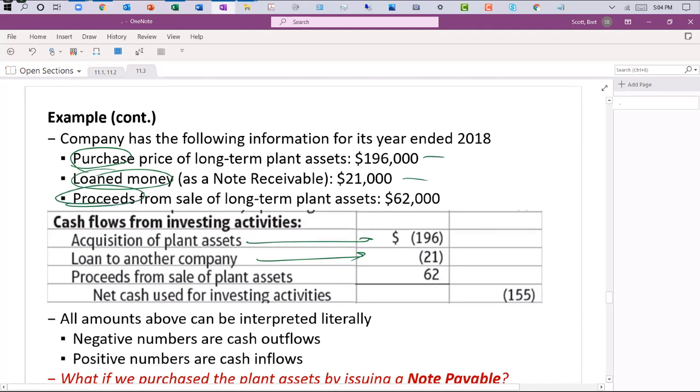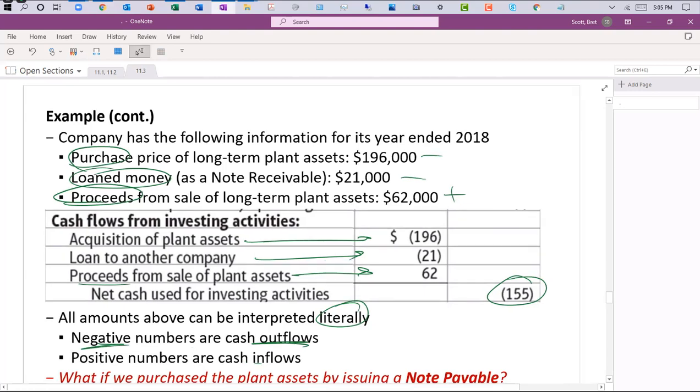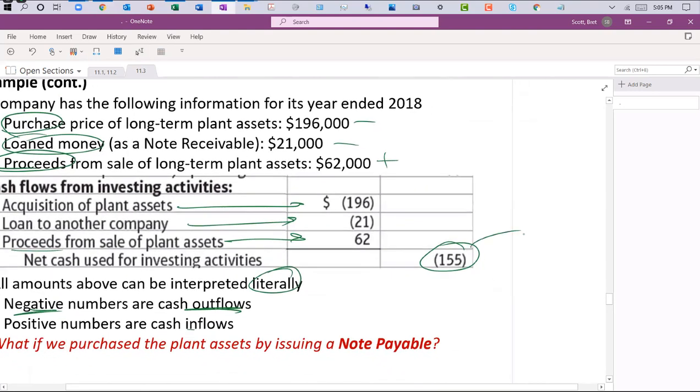Proceeds from receipts generally means that we got cash in. So proceeds from the sale of plant assets, that receipt can be shown as a positive number. You net those together, you have literally a cash outflow. So negative numbers and positive numbers can, throughout this entire section, be interpreted literally. This is a pretty big outflow here. This is a cash outflow.